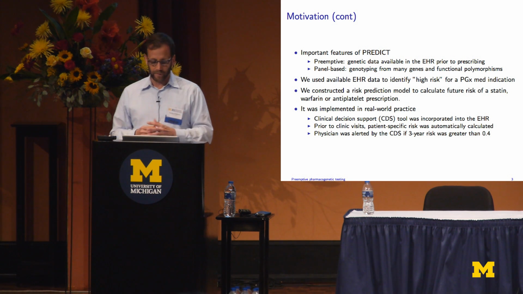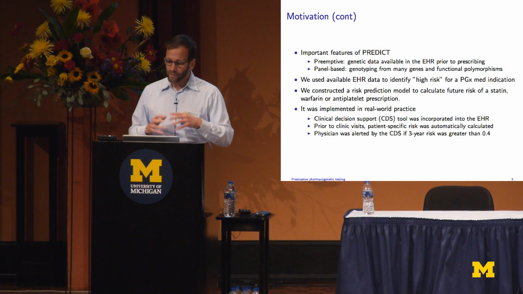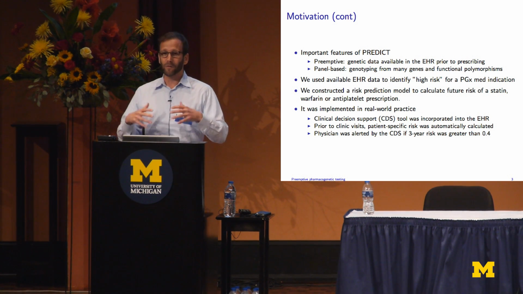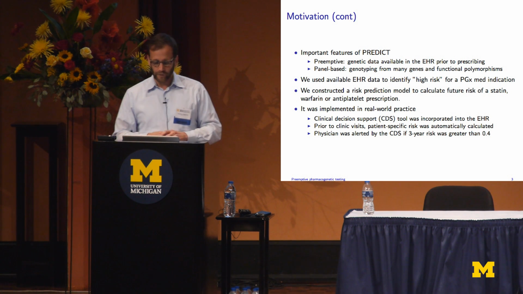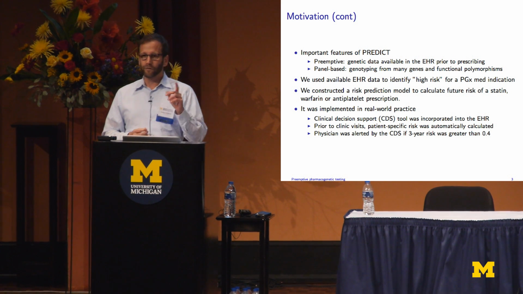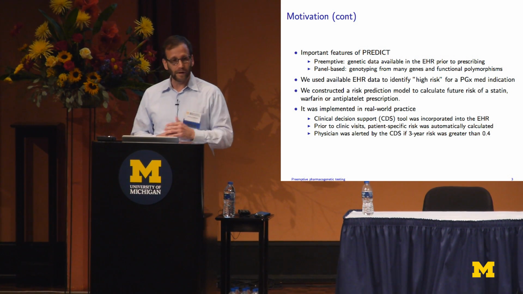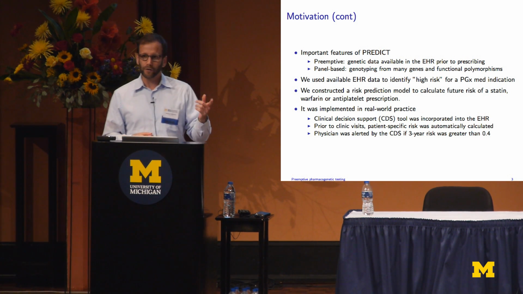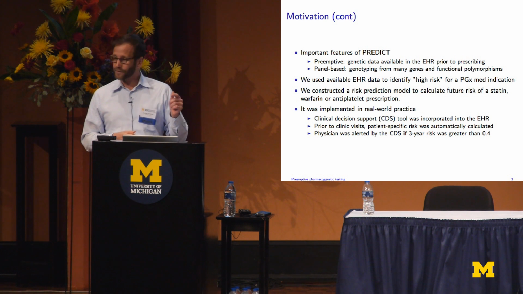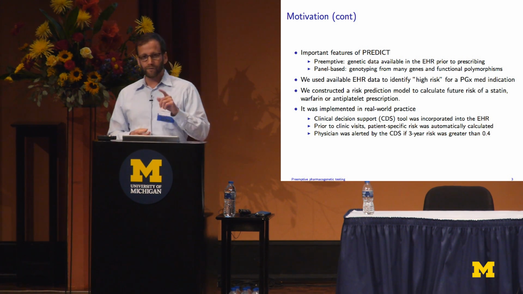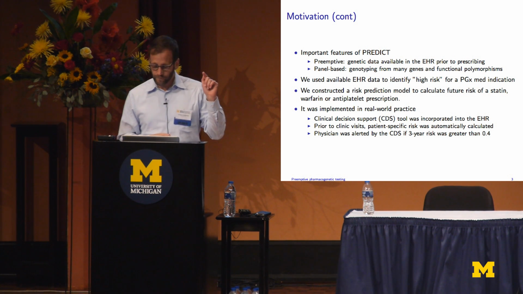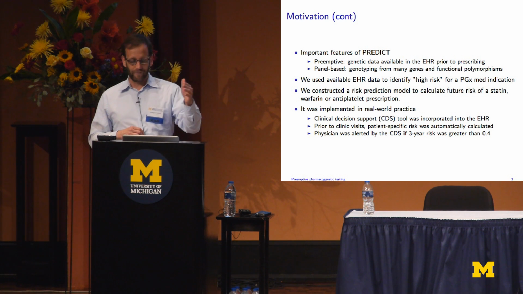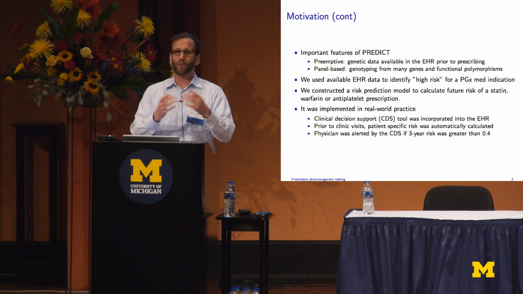So when we were developing the PREDICT model, we used electronic health records data to identify the people who are at high risk for getting prescribed a pharmacogenetic medication. That is, we wanted to identify the people who are at high risk for benefiting from having their genotype on file. And so what we did is we constructed a risk prediction model to calculate the future risk of getting put on either a statin, warfarin, or antiplatelets. And it was implemented into a clinical decision support tool that was incorporated into our electronic health record. And that is, prior to patients going to their clinic visits, the patient-specific risk of getting put on one of these medications was calculated, and the physician was alerted if the 3-year risk was greater than 0.4. They said, okay, this patient is at high risk for benefiting from a preemptive genotyping program. And so they would recommend genotyping for those people.